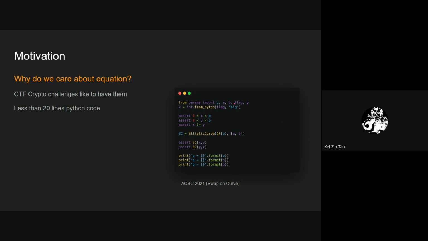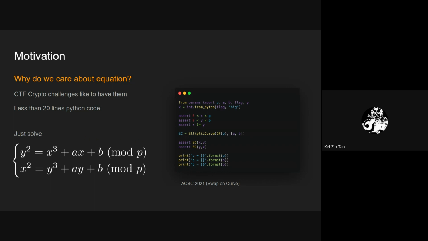To solve for the flag, you just need to solve for this X. And how do you solve for this X? The only hint that you have is these 2 assert statements. These 2 assert statements actually correspond to these 2 equations. In other words, if you can solve these 2 equations, then you can get the flag. In fact, this was a question in ACSC 2031. I remember there were only 3 to 4 solves for this question. But the solution for this problem itself only takes 3 to 4 lines. So it's actually very simple to solve. That's what I'm trying to say.